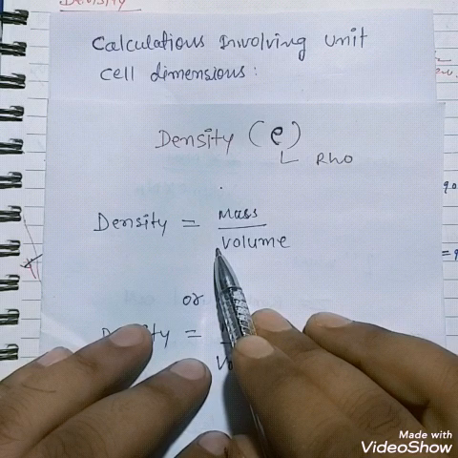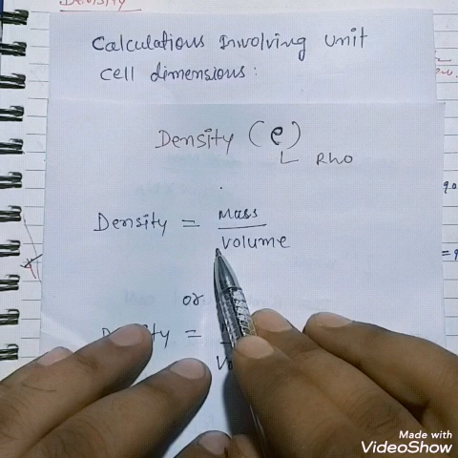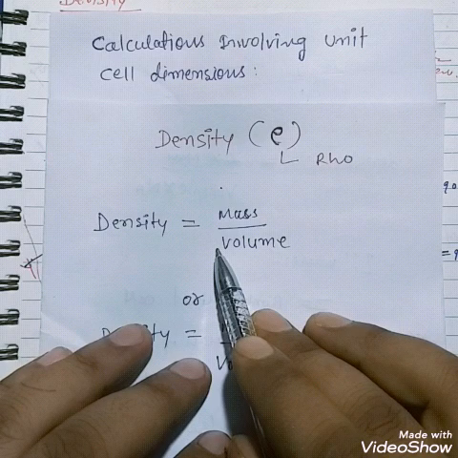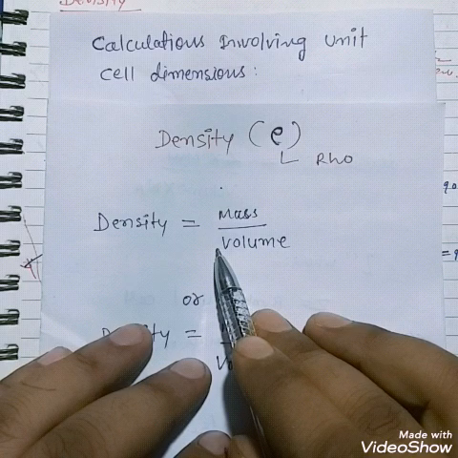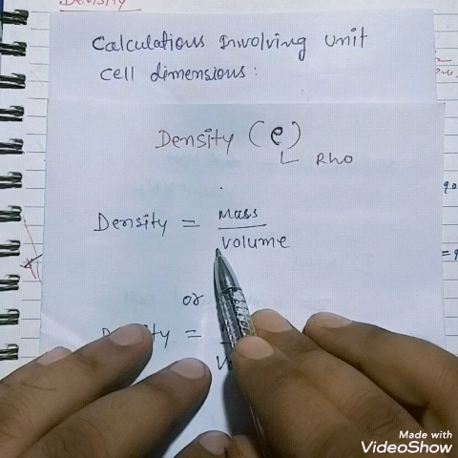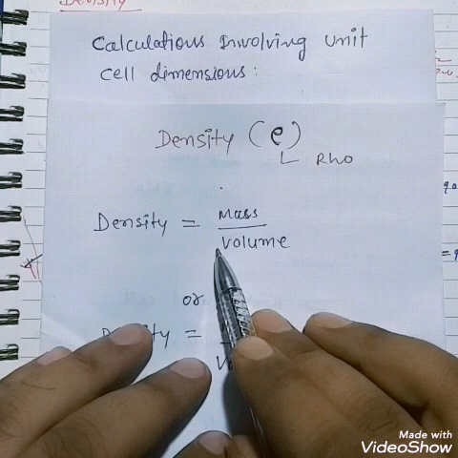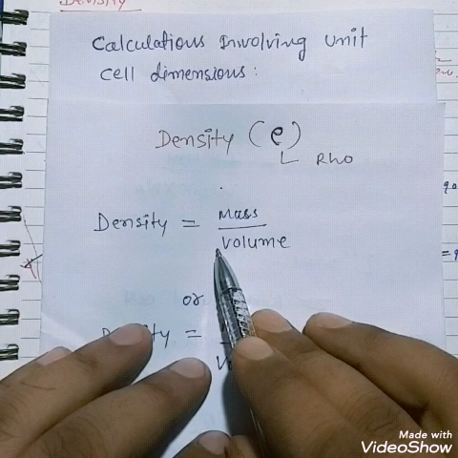We have learned that different types of cubic unit cells differ in their packing fractions, that is, with respect to the space occupied by the constituent particles. These are expected to differ in their relative densities also. Now, let us derive the general relations between edge length and density in a unit cell.